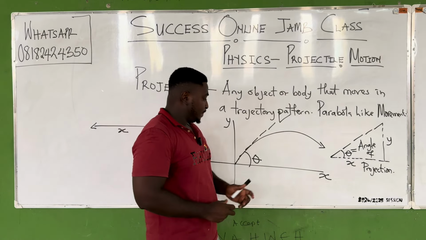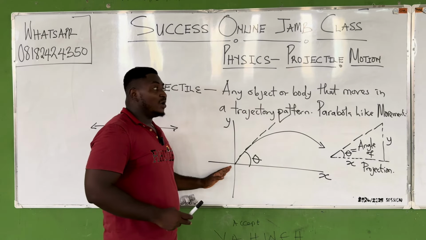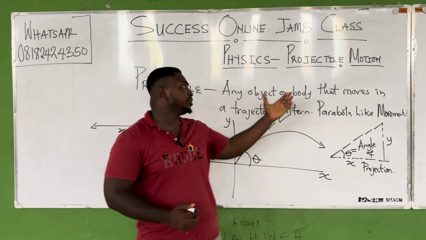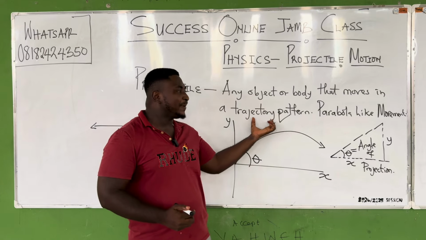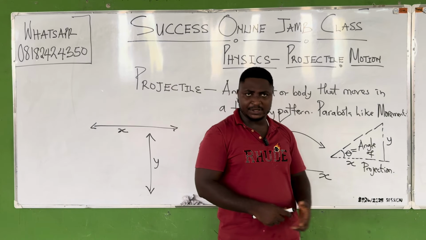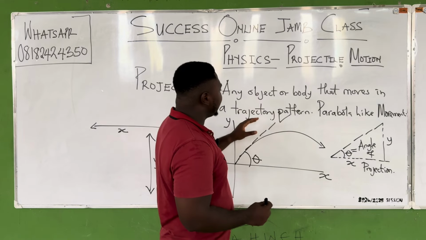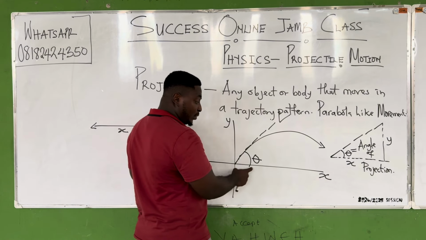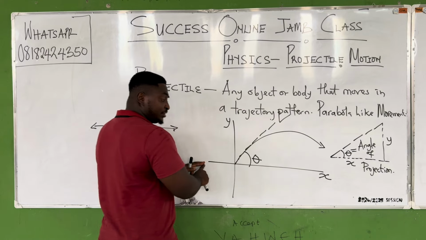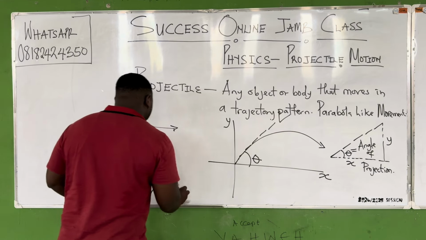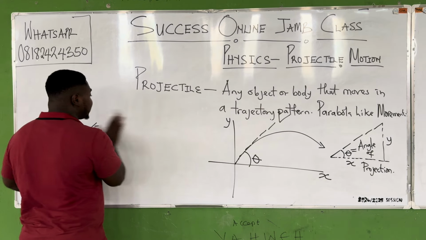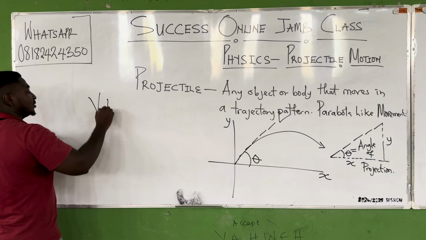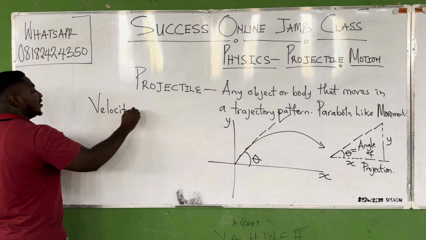So class, when a body is projected under projectile motion, we say is what? The projectile motion of a body will therefore be the motion of a body that's moving in a trajectory pattern or a parabola-like movement. And when a body is moving in a trajectory pattern, it definitely covers an angle theta with the horizontal. What's the horizontal? The horizontal is the x-axis. Now there are some things that you must take note of. For a body to move in a projectile manner, there is what we call the velocity of projection.